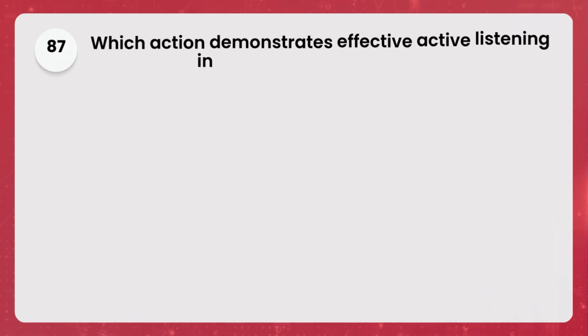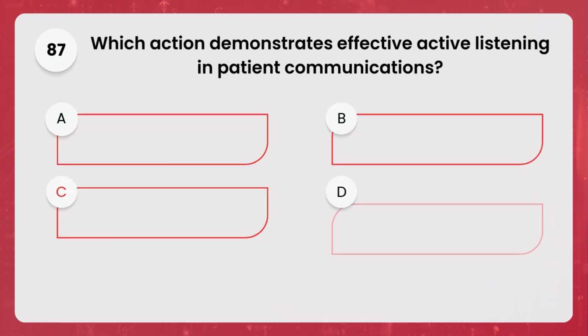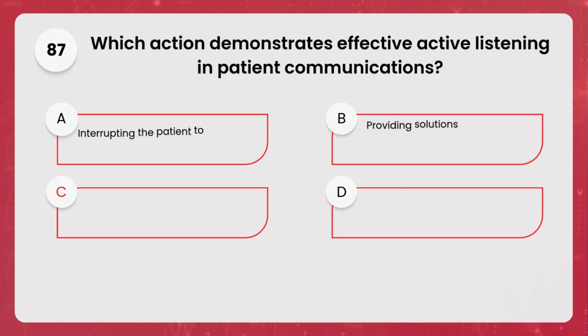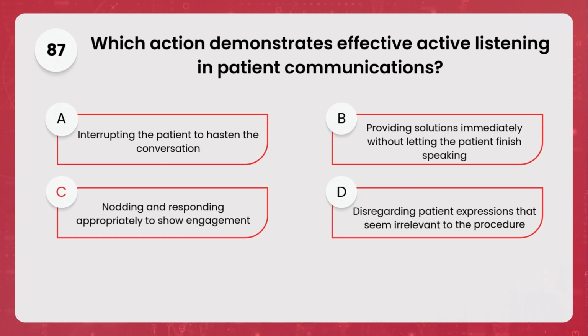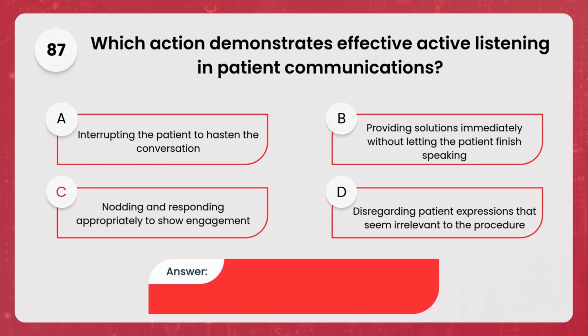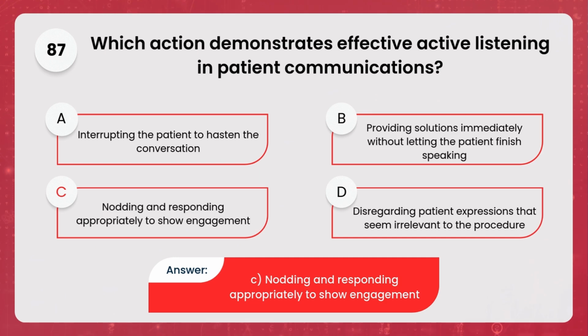Number 87. Which action demonstrates effective active listening in patient communications? A. Interrupting the patient to hasten the conversation. B. Providing solutions immediately without letting the patient finish speaking. C. Nodding and responding appropriately to show engagement. Or D. Disregarding the patient expressions that seem irrelevant to the procedure. The answer is C. Nodding and responding appropriately to show engagement.